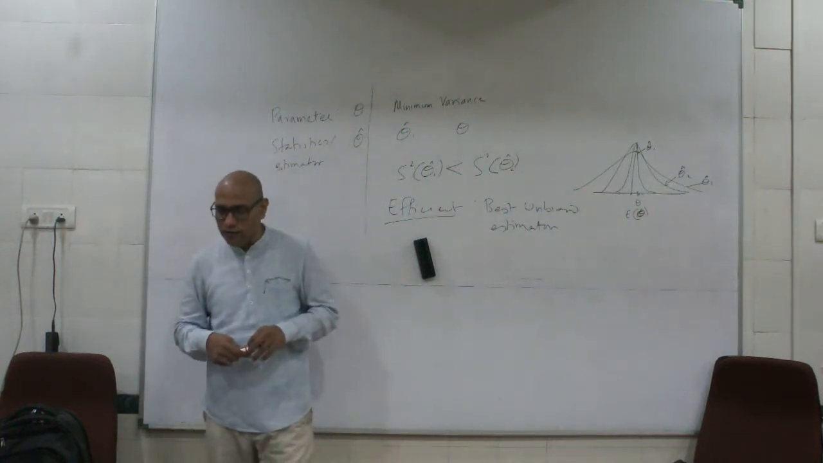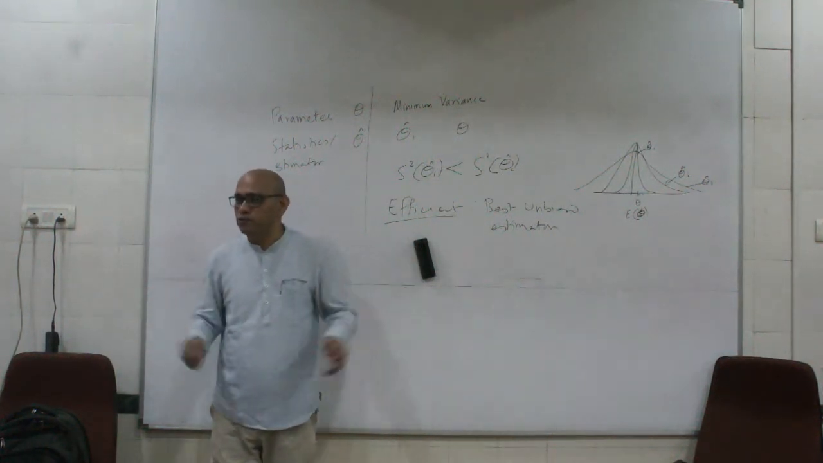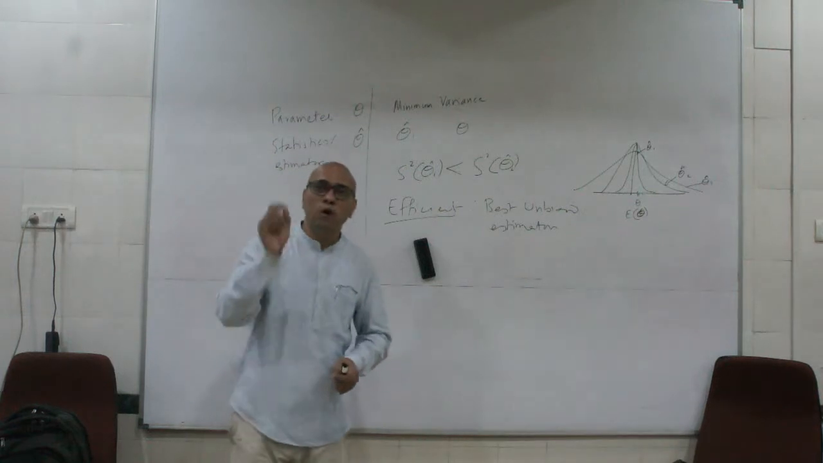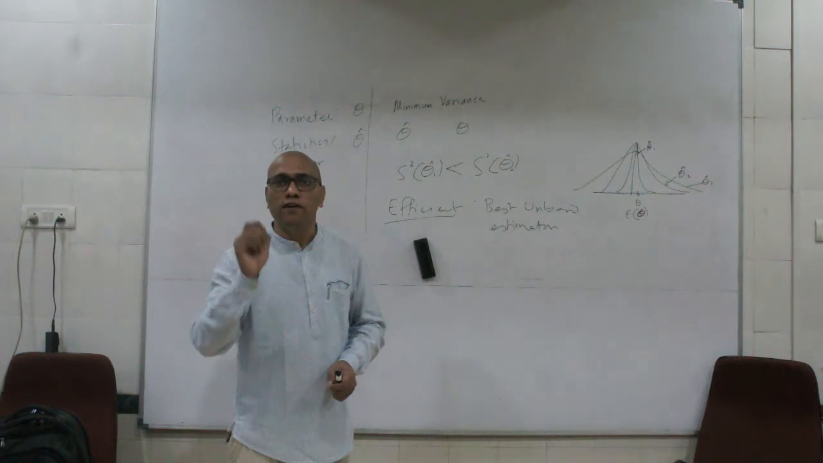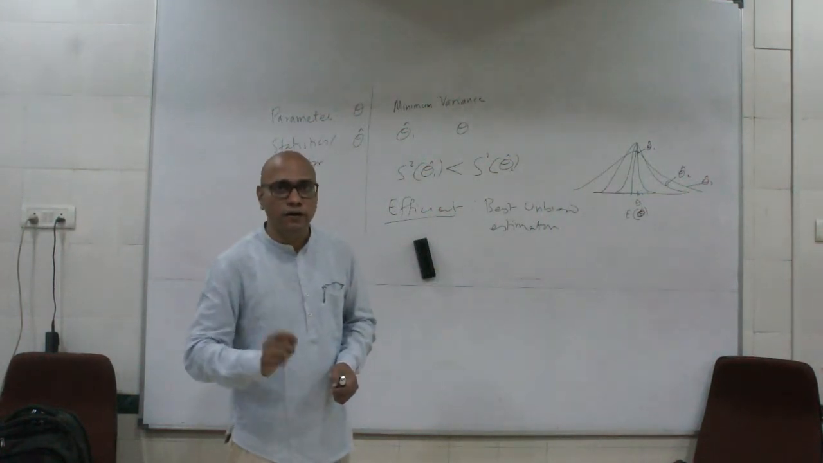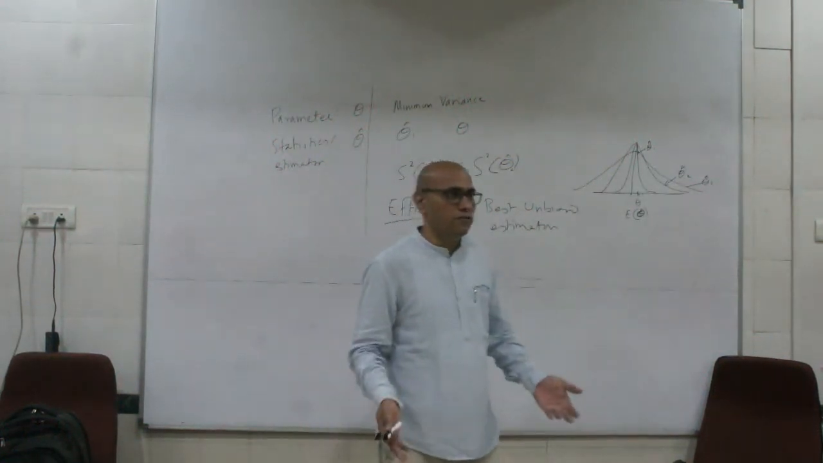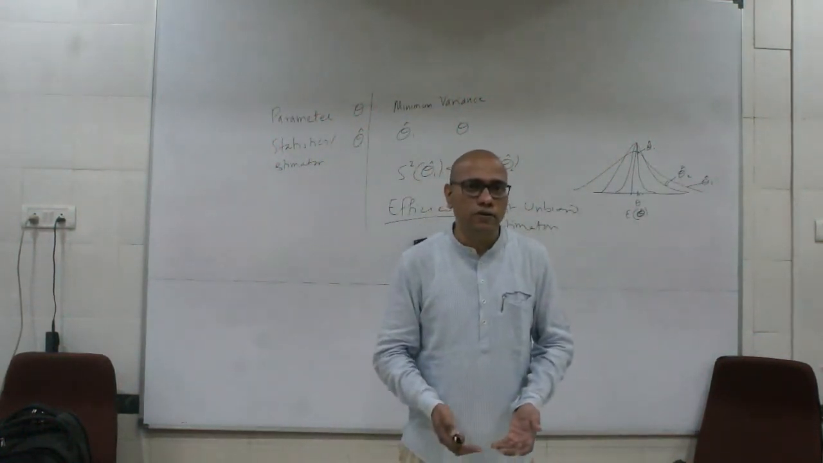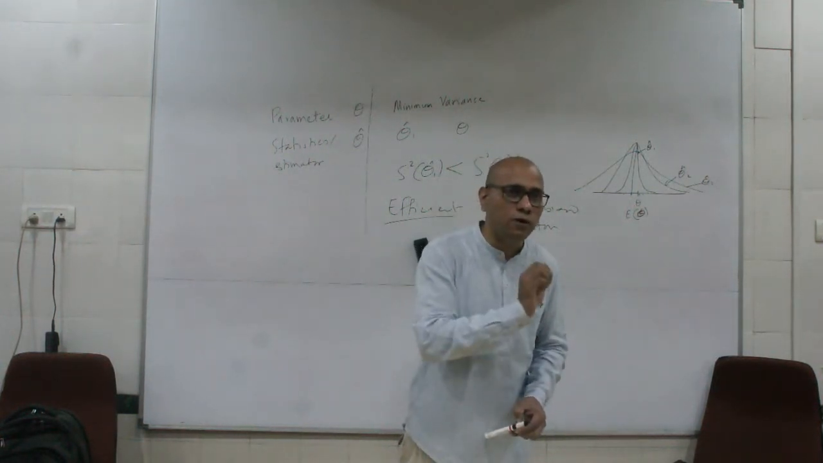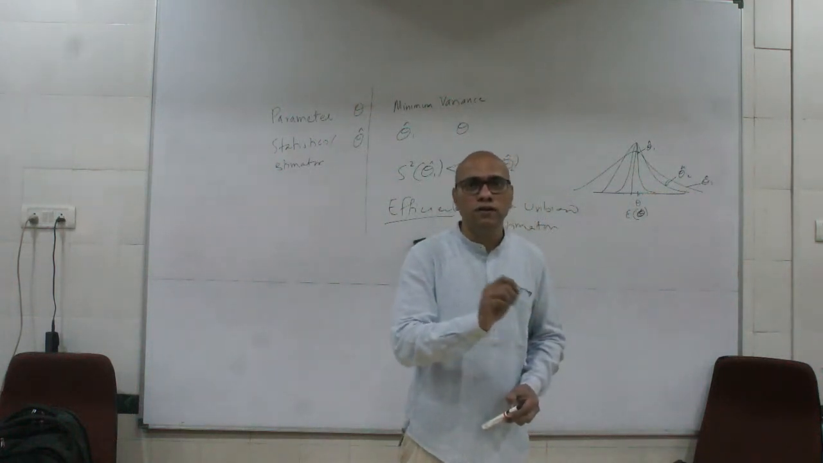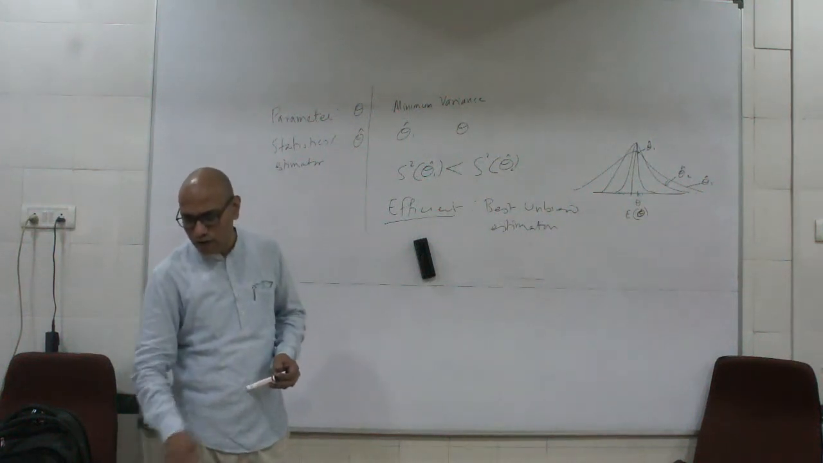So if I have an estimator among the unbiased estimators, the estimator that has the smallest variance is called the efficient estimator, right? Among the unbiased estimators. So suppose I have a couple of estimators that are unbiased, then the estimator that has the smallest amount of variance would be called the efficient estimator.